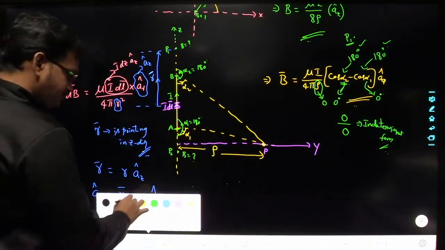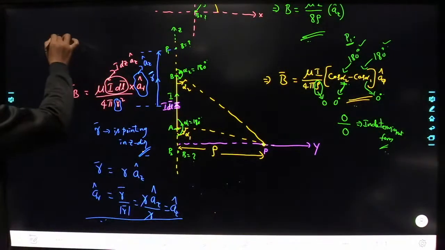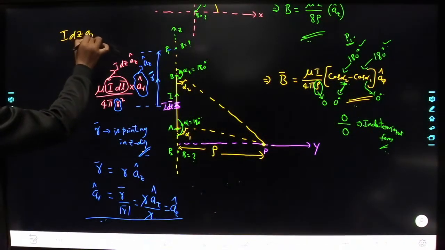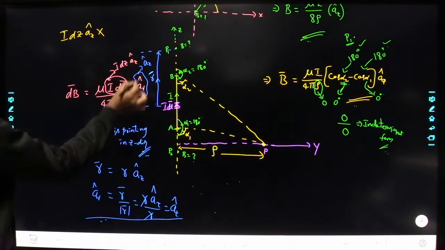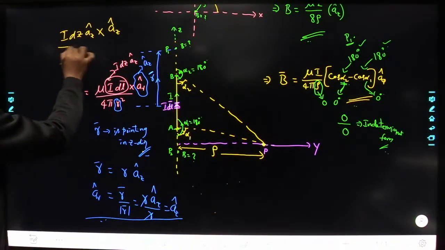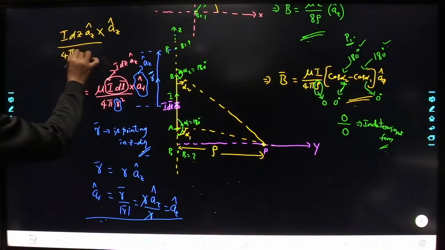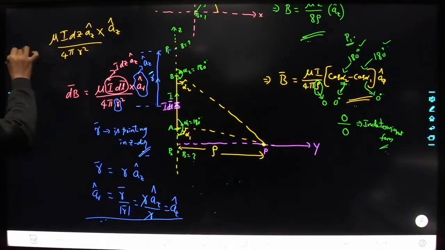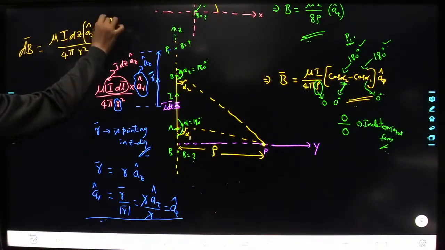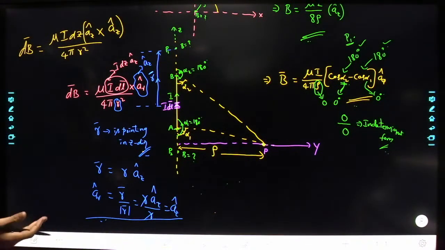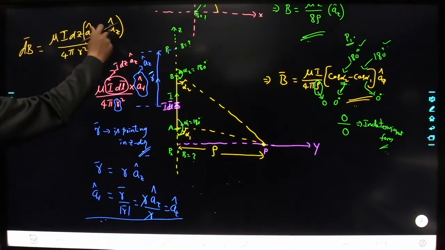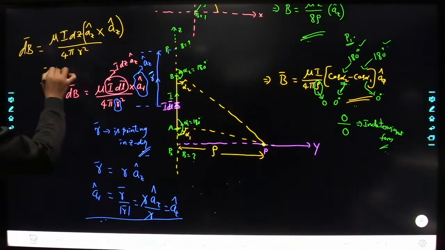Now you have I dz a_z cap cross a_r cap, which is also pointing in the a_z cap direction, divided by 4 pi r square, with mu here. So this is nothing but dB bar. Now a_z cap cross a_z cap is equal to 0. If you do a_z cap cross a_z cap, you are going to get 0.